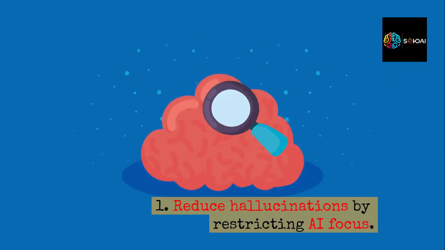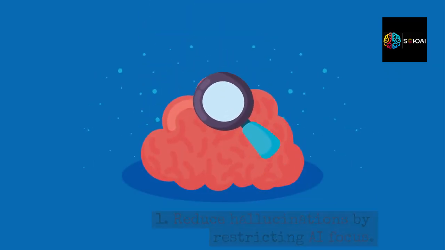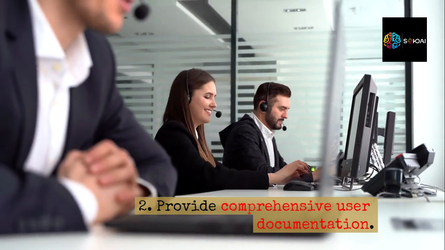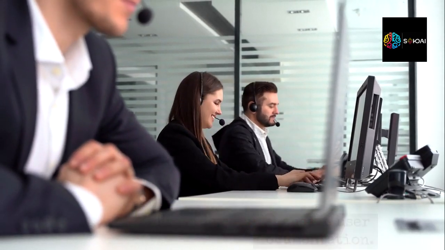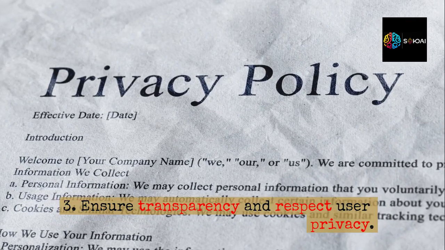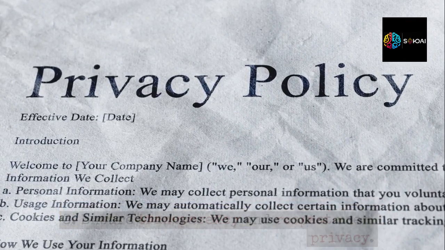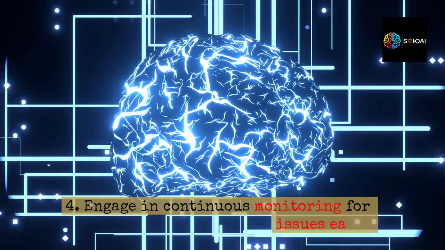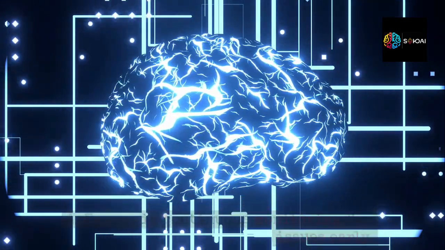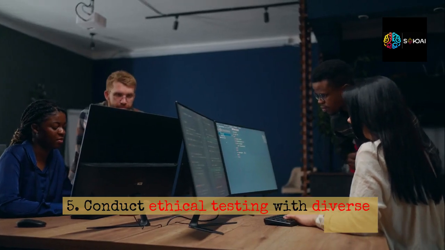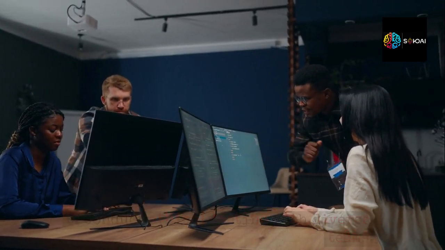1. Reduce hallucinations by restricting AI focus. 2. Provide comprehensive user documentation. 3. Ensure transparency and respect user privacy. 4. Engage in continuous monitoring for issues early. 5. Conduct ethical testing with diverse teams.